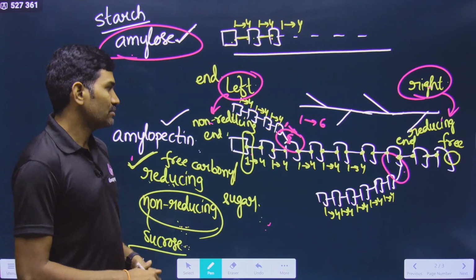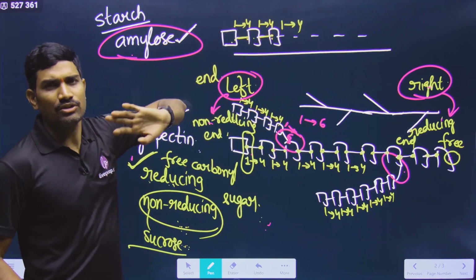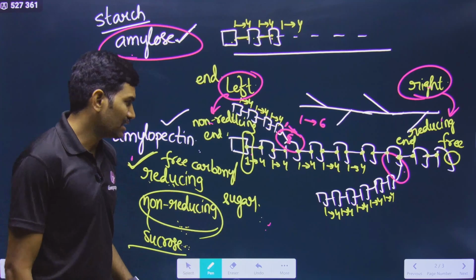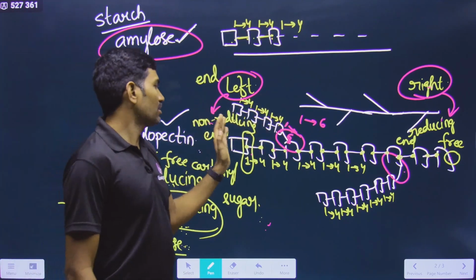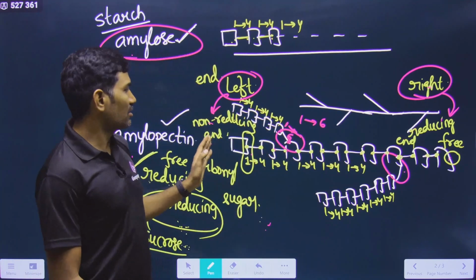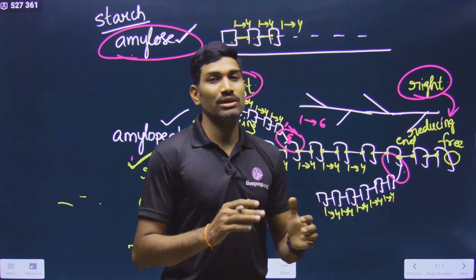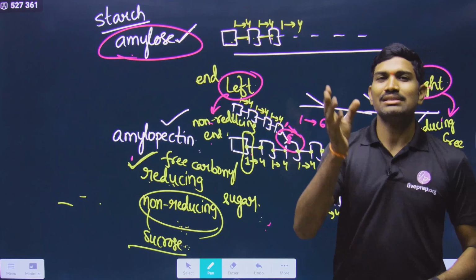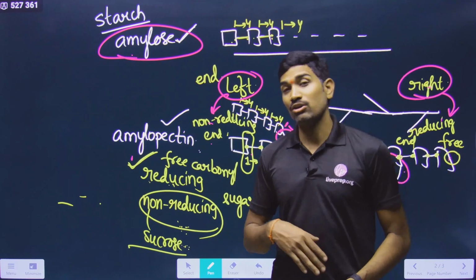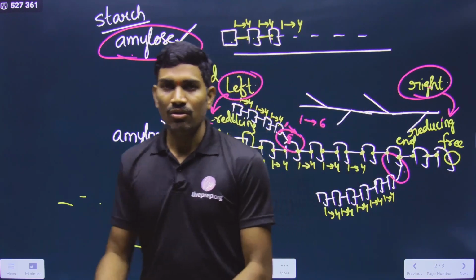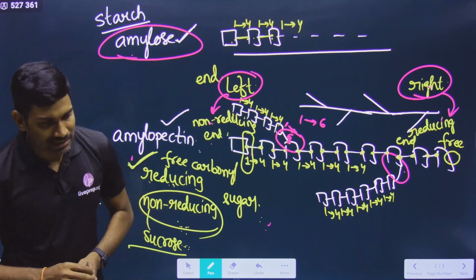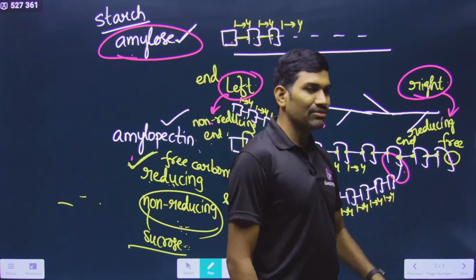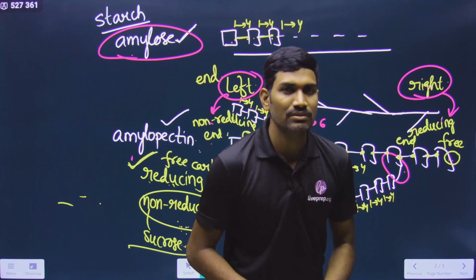But now listen to my question. You just take any polysaccharide. In these polysaccharides, here you are observing one non-reducing end and this reducing end. But listen to my question. Can you consider a polysaccharide as a reducing sugar or non-reducing sugar? Here this is having a free carbonyl group, so will you say it is a reducing sugar?